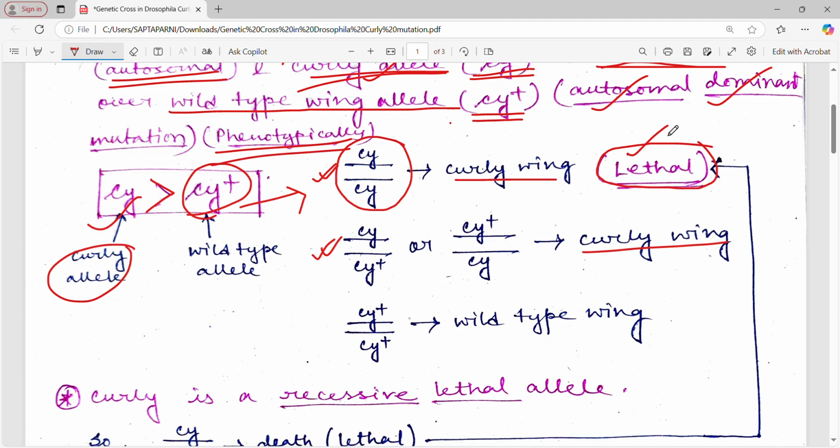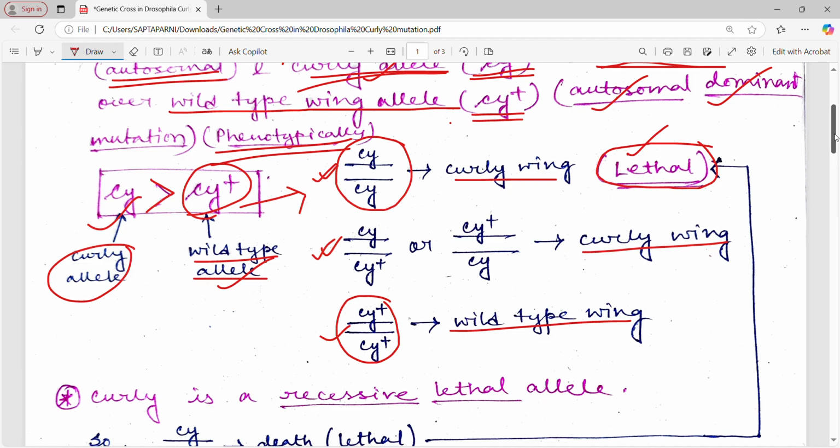Another thing is that the Cy plus allele, as it is the wild type allele, is recessive, so it will only show its phenotype in homozygous condition, because a recessive allele only shows its phenotype in homozygous condition. So Cy plus Cy plus will show wild type phenotype.